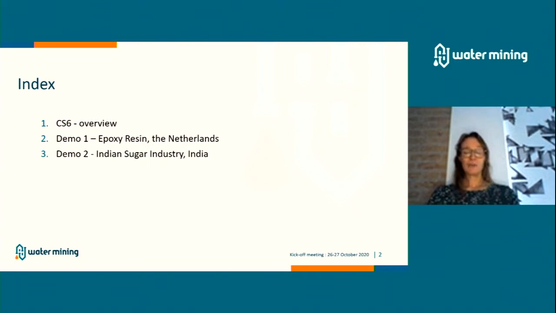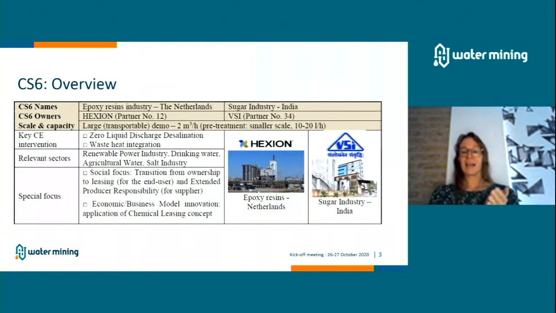So the case study overview, and this you should recognize from the grant agreement. We have two industries that we are looking at. One is the epoxy resins industry, of which HEXION is a part in the Netherlands. And the other one is the sugar industry in India. So two very different cases.